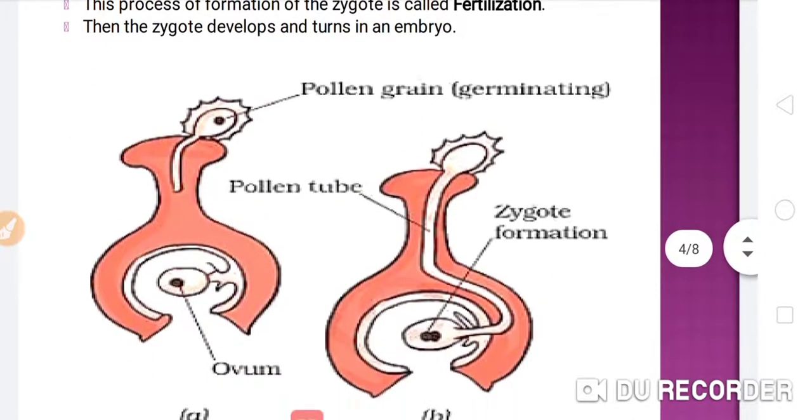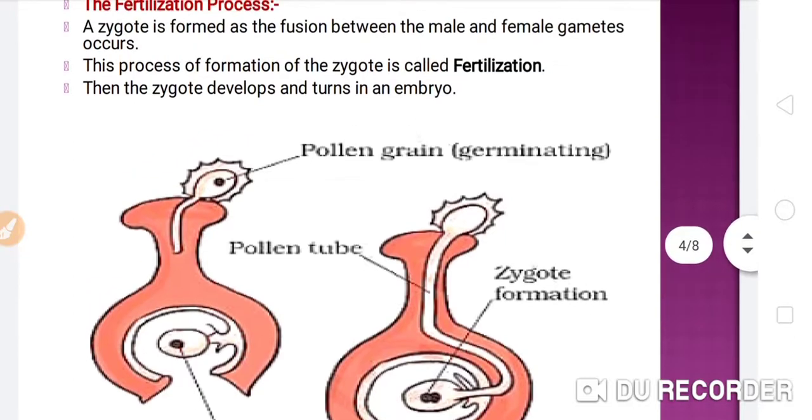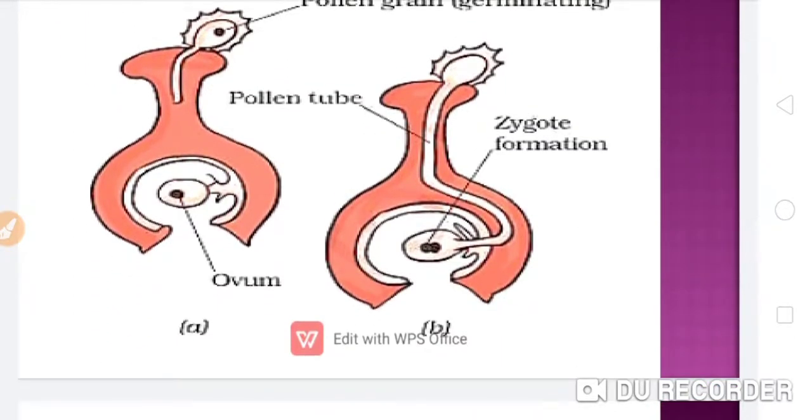You can see here the pollen grains come onto the stigma and it converts into a long tube, by which the nucleus of the pollen grain reaches the female gamete, known as the ovum. Then both are fused together and converted into a zygote. So this is known as fertilization. You can see in this figure.